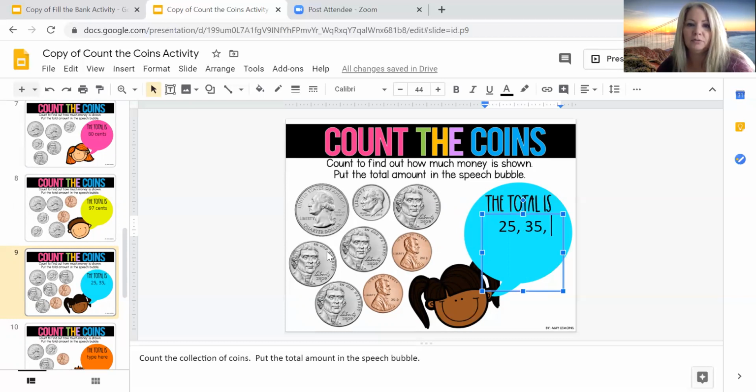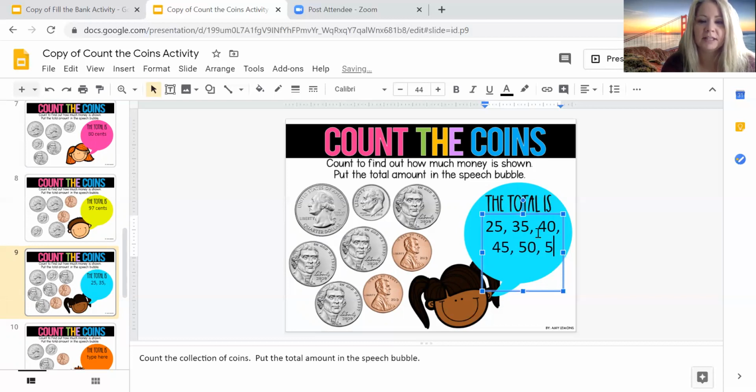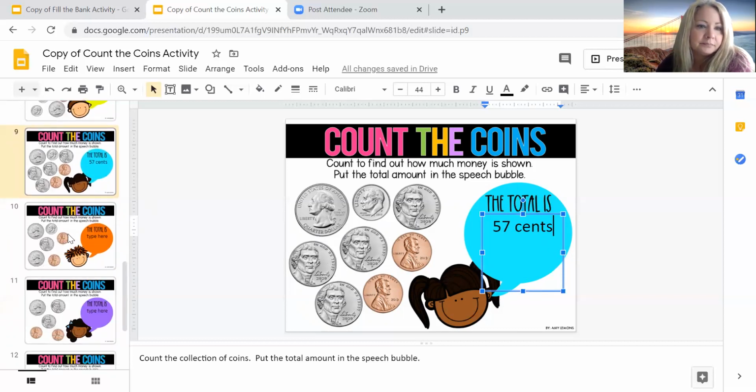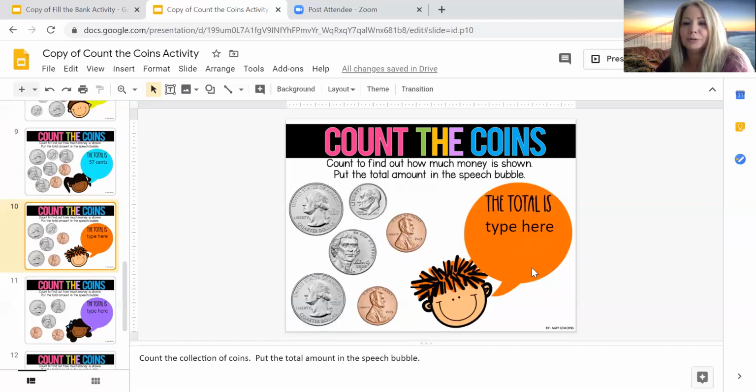Now I've got 1, 2, 3, 4 nickels. So I'm going to count from 35 by fives 4 times. 40, 45, 50, 55. And I've got 2 pennies, so I'm going to count by ones twice. 56 and 57. So my total is 57. Remember, we always have to put a label. 57 cents. Good job. All right. Here comes another one for you.